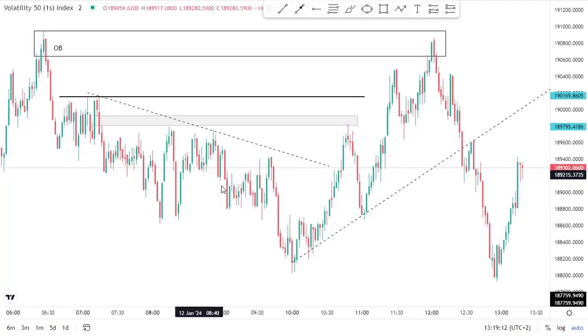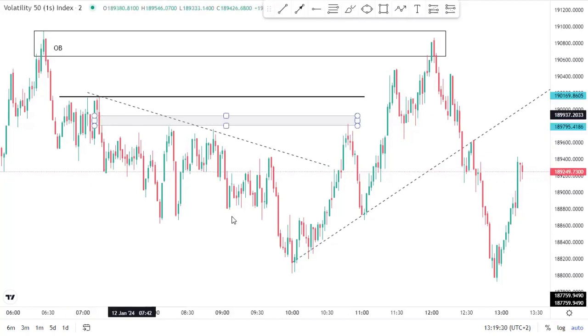And there's what you call an imbalance. An imbalance is more like a gap. This is the gray thing that you see here, this gray box right here. This is the last candle that closed here, and then there's another candle. So this gap in between here is an imbalance.